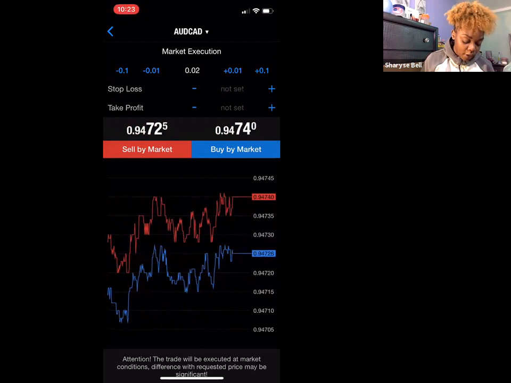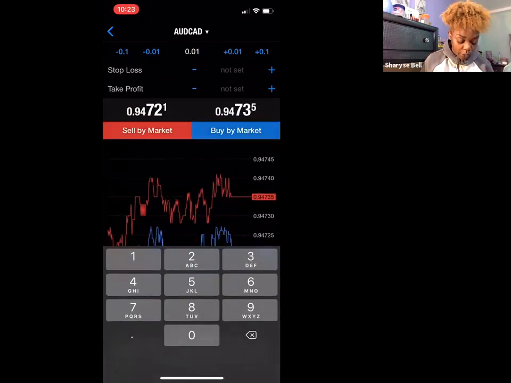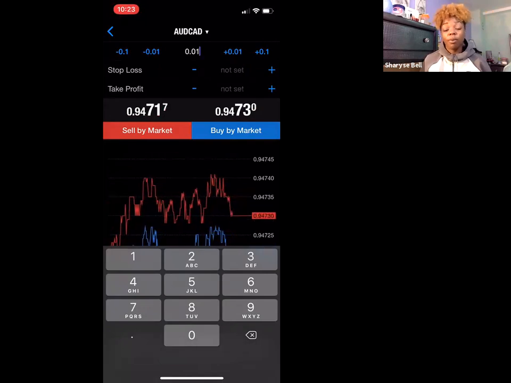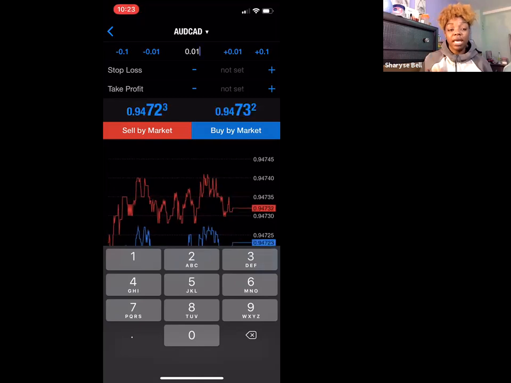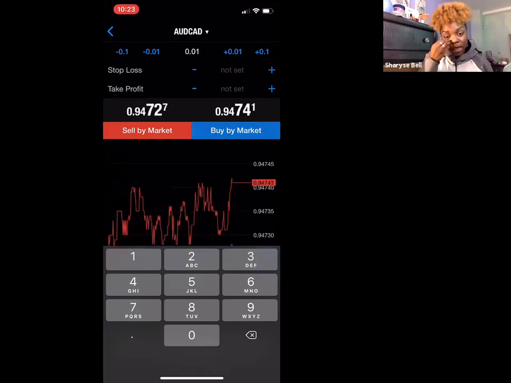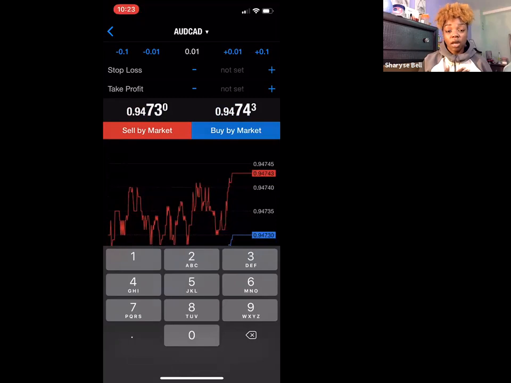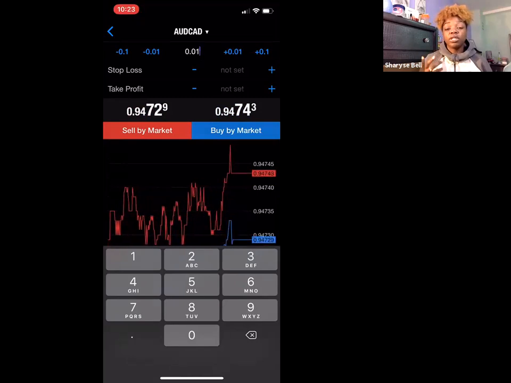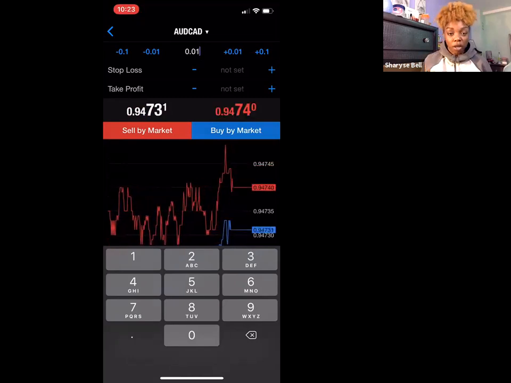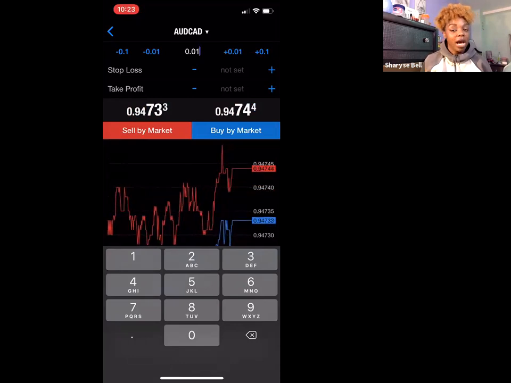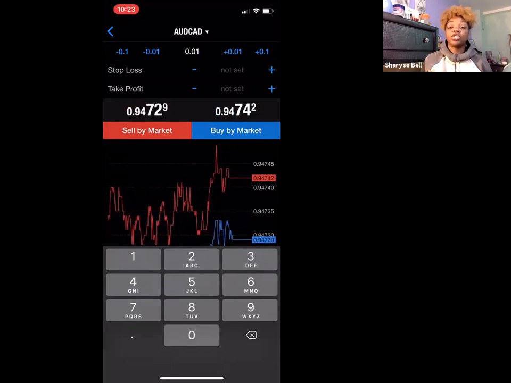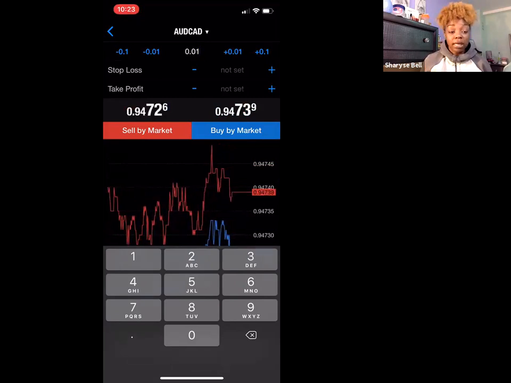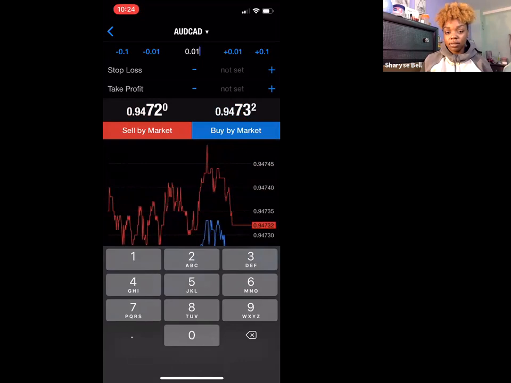So when you have 0.01, that equals 10 cents per pip. Every pip the market moves, you are either going to gain or lose 10 cents. The way I look at it, I'm not looking at 0.01 as a penny lot. I'm looking at 0.01 as just one lot. 0.02 is just 2 lots, 0.03 is just 3 lots. Basically, 1 lot equals 10 cents.